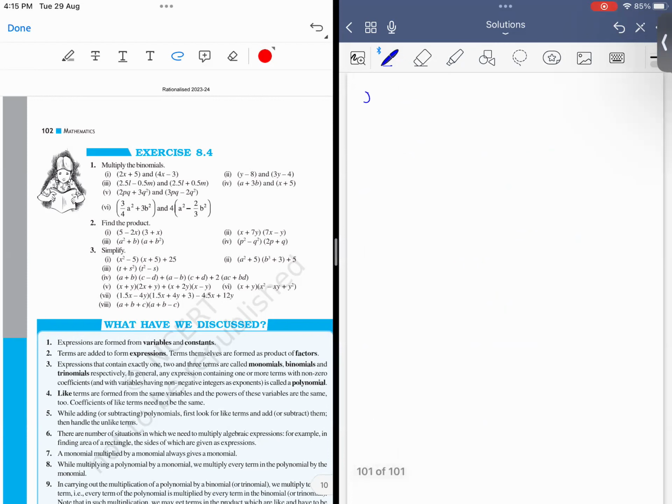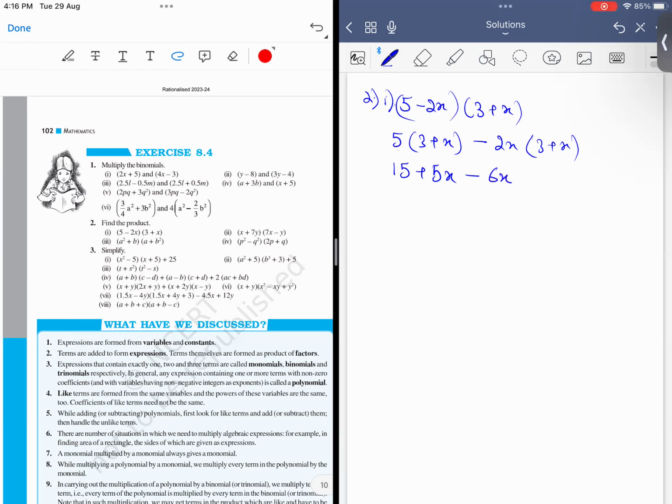Next question number 2. Find the product. Again the same thing. So 5 minus 2x into 3 plus x. So see, 5 into 3 plus x minus 2x into 3 plus x. So 5 into 3, 15 plus 5x, minus 2x into 3 is how much? Minus 6x, and minus 2x into plus x is minus 2x squared. Now look for the like terms. So 15, 5x minus 6x is minus x, and minus 2x squared. So this is how we do. Likewise, the rest of the questions we can do.